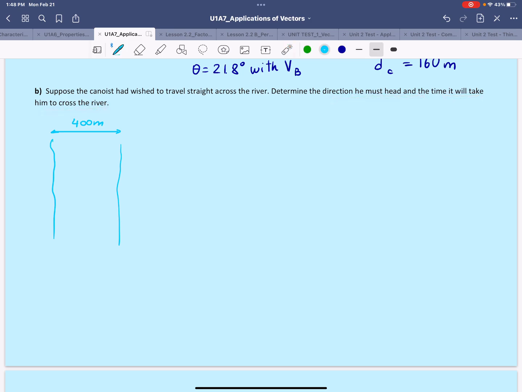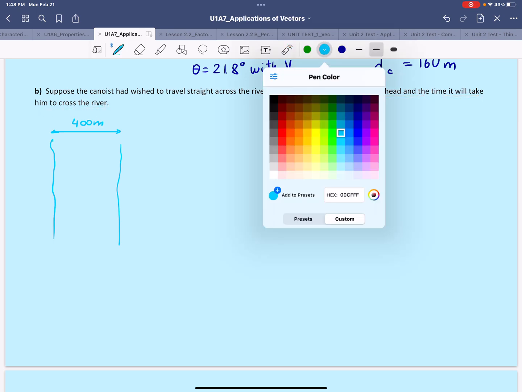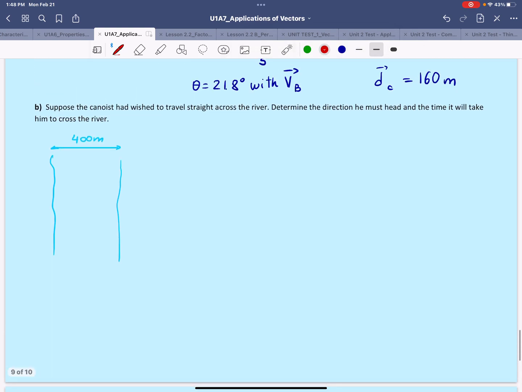So this time the canoeist is doing some calculations and trying to find out in what direction should he head so that he would land exactly. So the resultant vector will be across the river. So he's trying to minimize the distance traveled. So we're going to say that the velocity resultant this time has to be perpendicular to the current. So this is the velocity resultant.